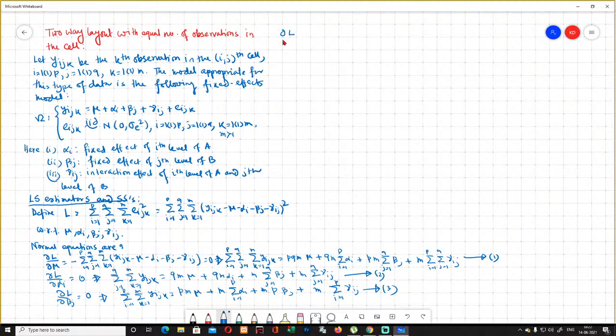Partial derivative with respect to gamma ij equal to 0 gives summation k from 1 to n of Yijk equals n mu plus n alpha i plus n beta j plus n gamma ij. I denote this by equation number 4.